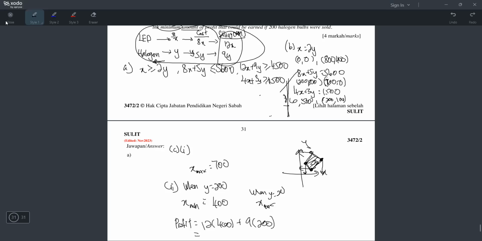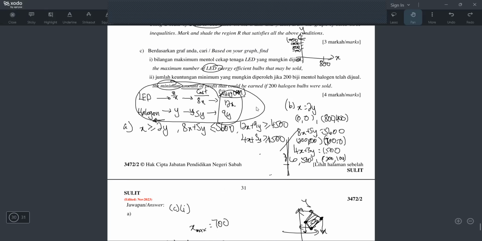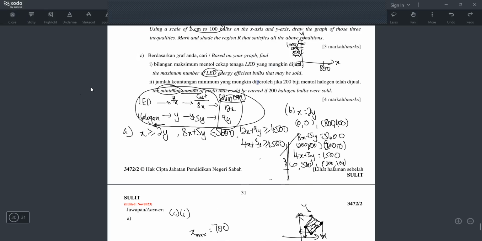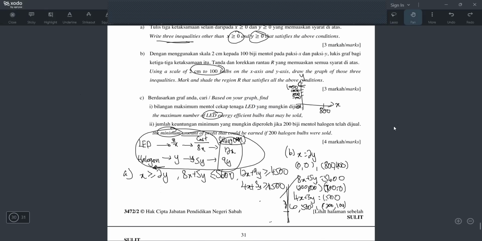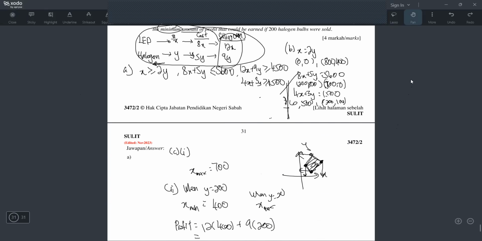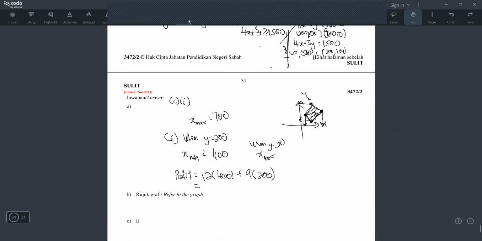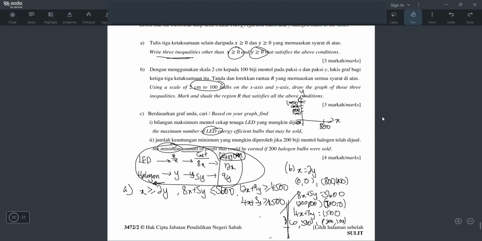Okay, let's think about this. So they want to find what? Minimum amount of profit, right? Profit, profit means, oh, okay. I see what you did there. Okay, this question, I faham now.